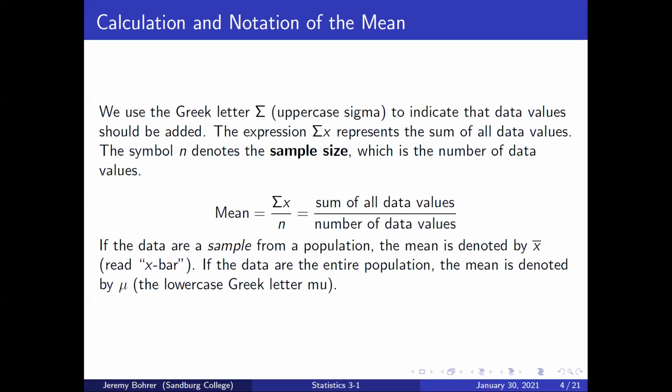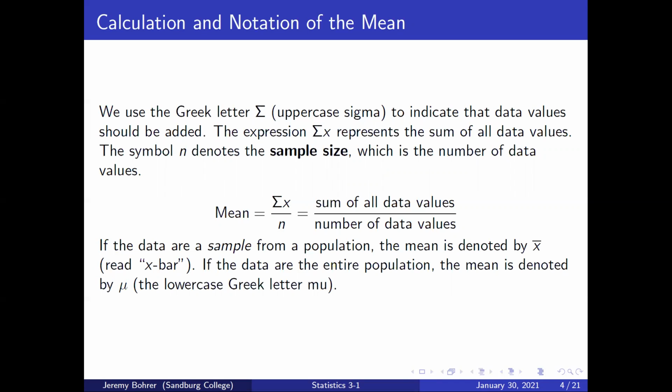We use the Greek letter, uppercase sigma, to indicate that data values should be added. The expression sigma x represents the sum of all data values. The symbol n denotes the sample size, which is the number of data values. So the mean is equal to the sum of all data values divided by the number of data values.